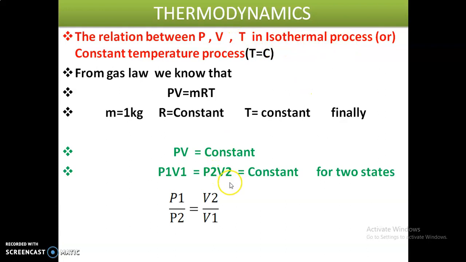I hope you understand about the total heat transfer and work transfer in the isothermal process, and also the relation between pressure, volume and temperature in the isothermal process. I hope you understand.